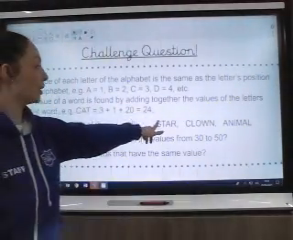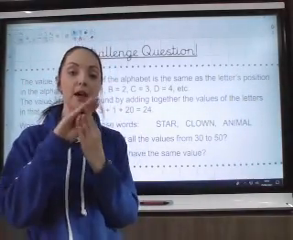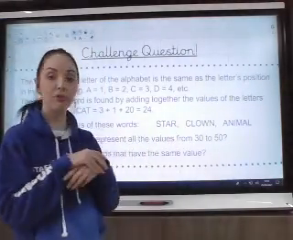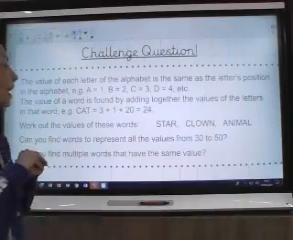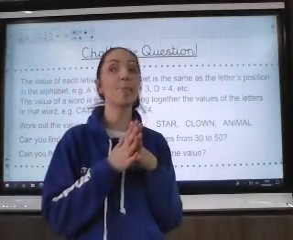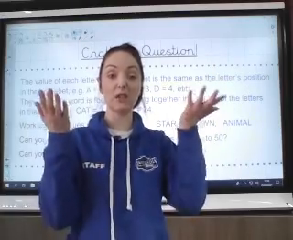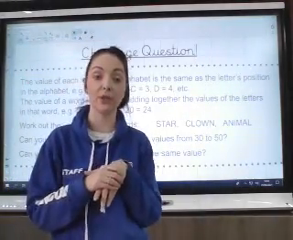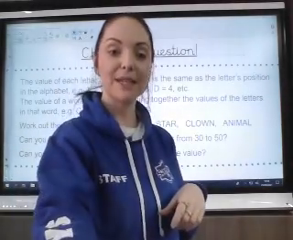Can you work out the values of these words? So write down star, work out what S would be worth, work out what T would be worth, A and R, and add them together. Can you find words to represent all the values from 30 to 50? Oh, that's quite a challenge. And can you find multiple words that have the same value? That'd be interesting, wouldn't it? So maybe, for example, tap, T-A-P, would have the same value as pat, wouldn't it? Because it's got the same amount of letters. Okay, so that's your challenge. And you could also see what your name is worth. Write out your name and see what each letter in your name is worth. Okay, and add them together.